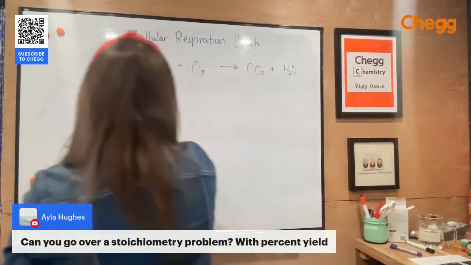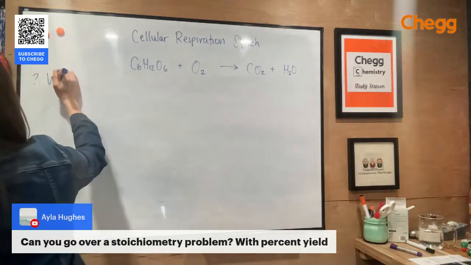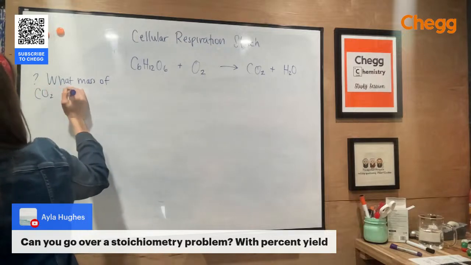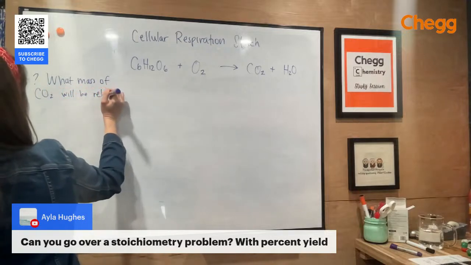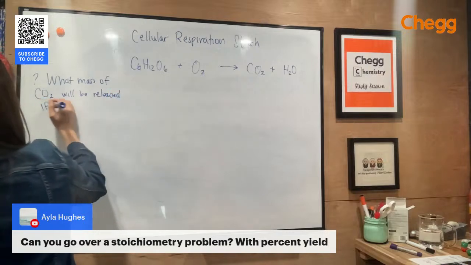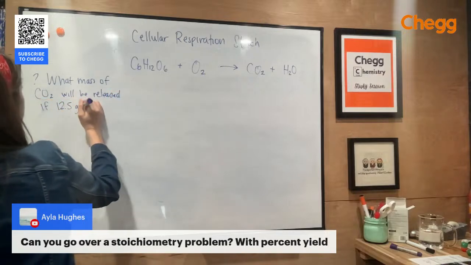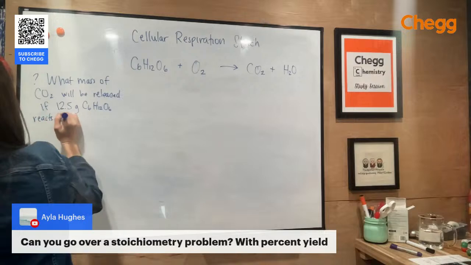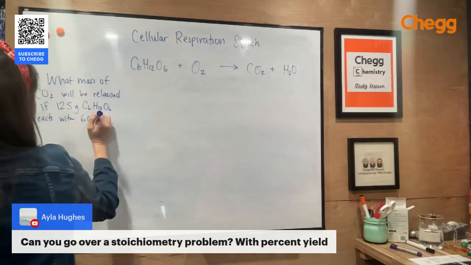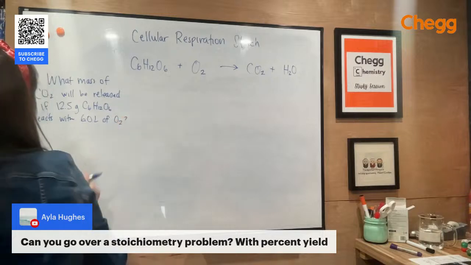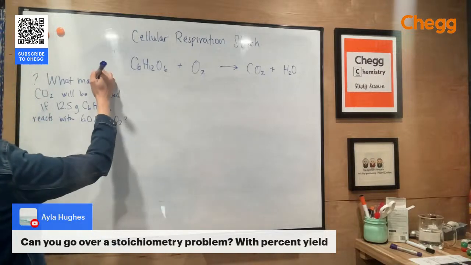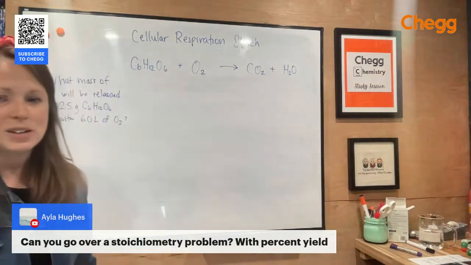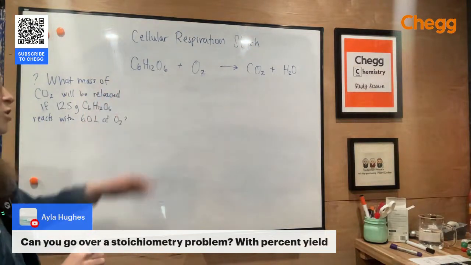The question is, what mass of CO2 will be released if 12.5 grams of glucose reacts with, I don't know, 6 liters of O2? This will be really good practice with theoretical yield, and then I'll also talk through percent yield right after this. All right, so looking at this, what do you need to do first with stoich?